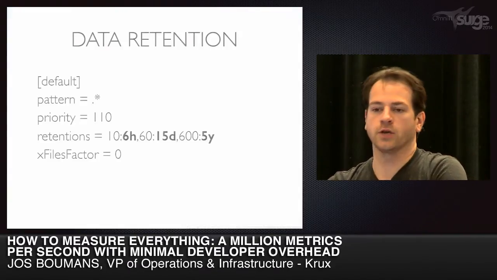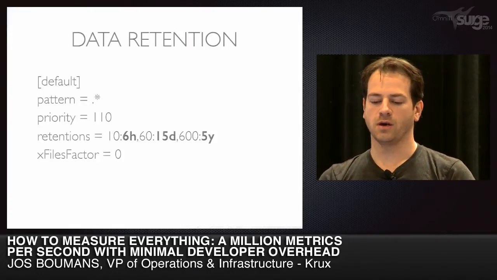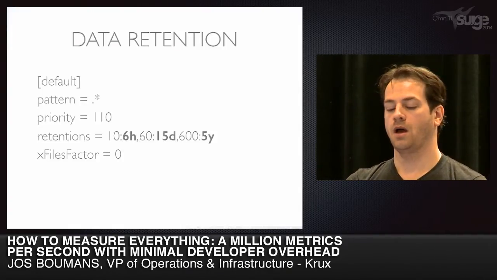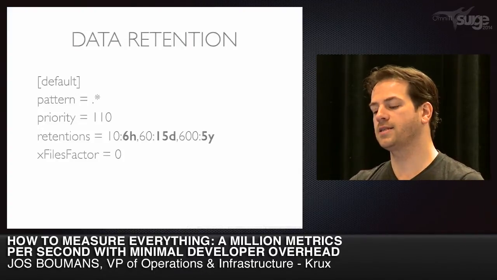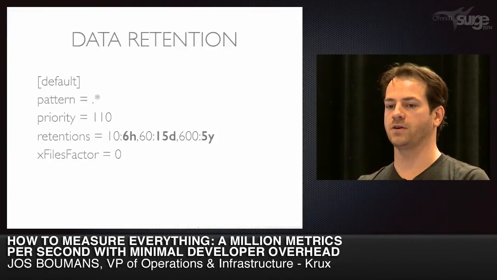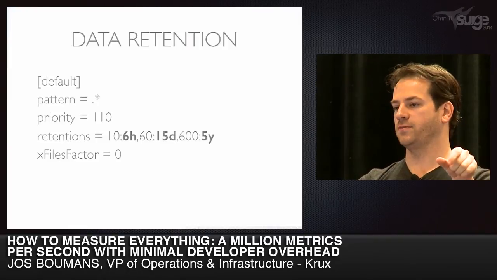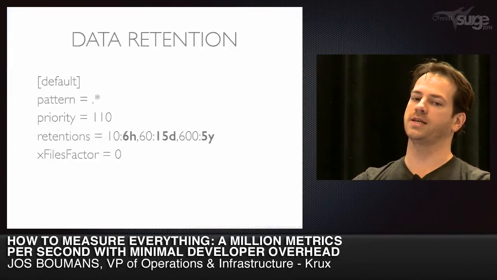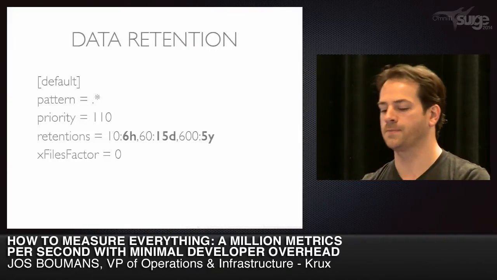You can be incredibly specific. You could roll up certain metrics with different granularity and so on, which is what the pattern is for. But we actually just have one pattern for everything that says, keep data at a 10-second granularity for 6 hours, which is the same as the StatsD flush interval. So your lowest granularity for graphite should be identical to the StatsD flush interval, which in our case is both 10 seconds. If you move StatsD to 1 second, move graphite to 1 second. If you move them to 60 seconds, move both to 60 seconds.